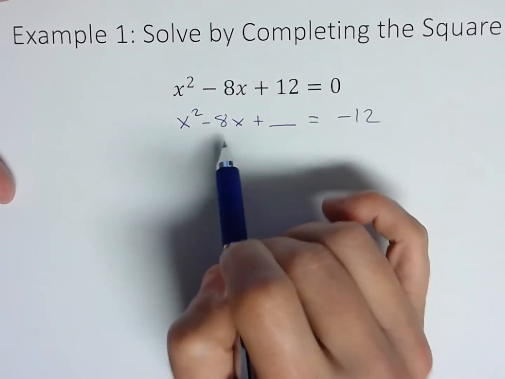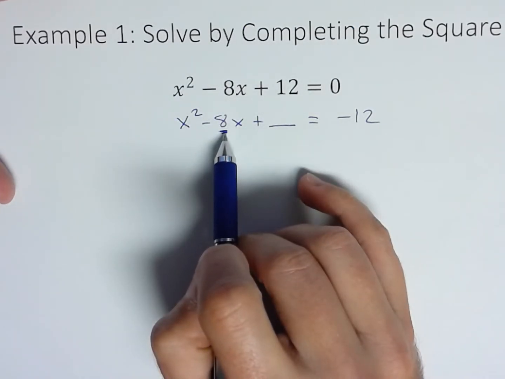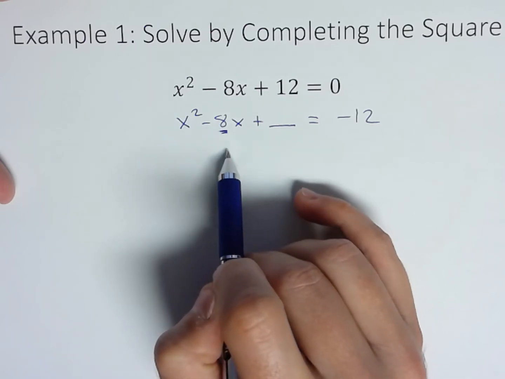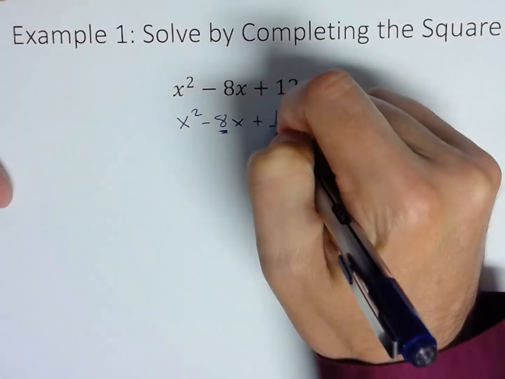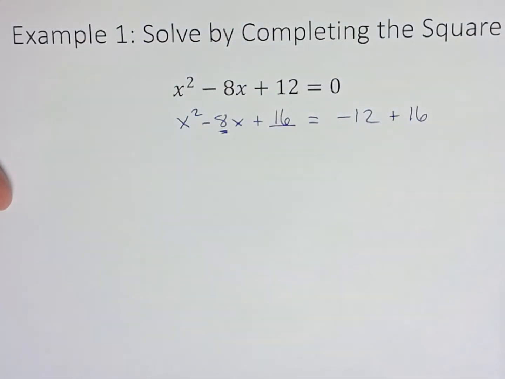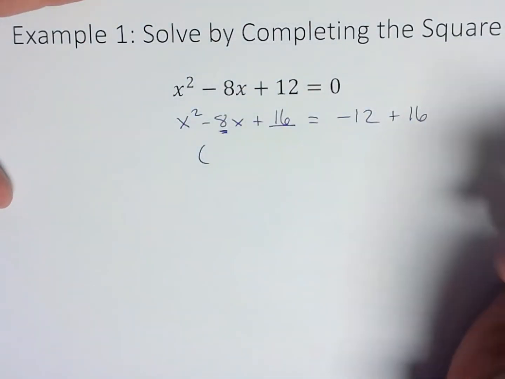Well, the key is this number in the middle. So you divide it in half and square it. So half of 8 is 4, squared is 16. And make sure you do it to both sides. So we're going to add 16 to both sides. Now this will factor really nicely into a perfect square.